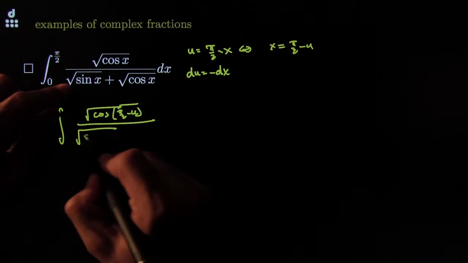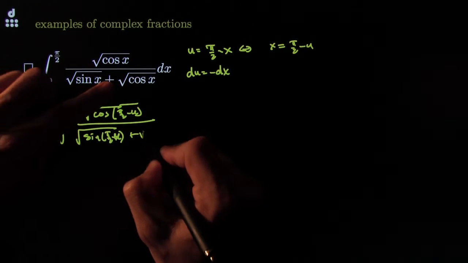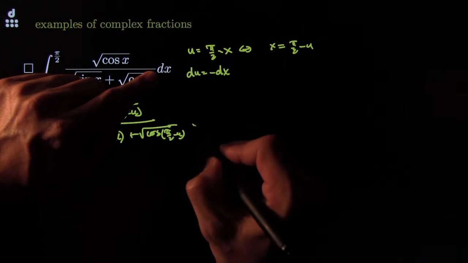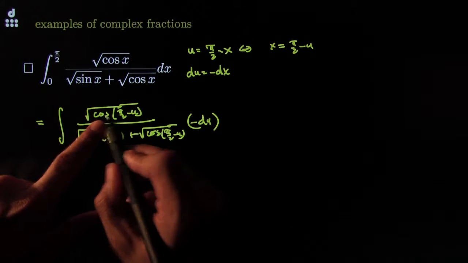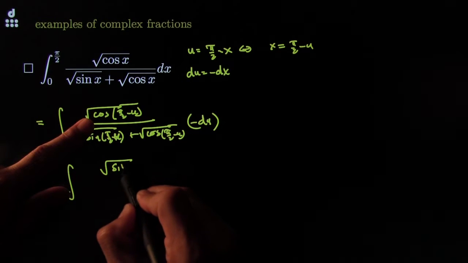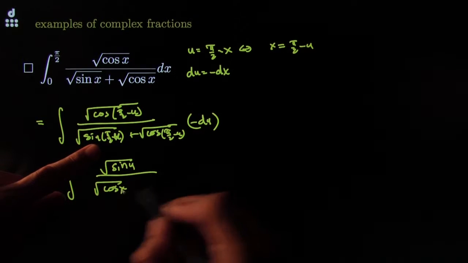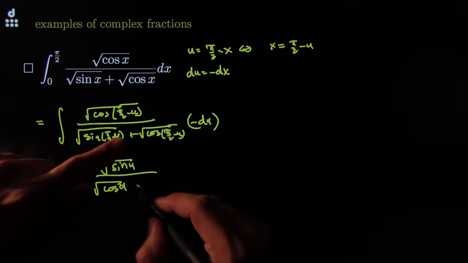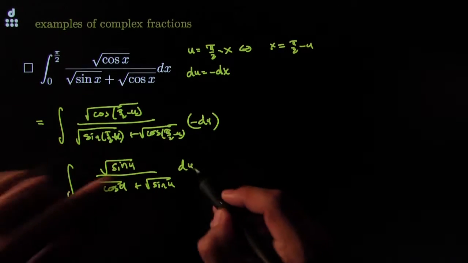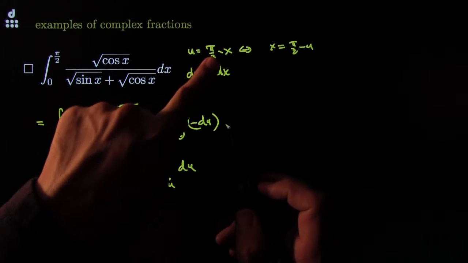This becomes the square root of sine of pi over 2 minus u. And of course this becomes the square root of cosine of pi over 2 minus u. And this becomes dx, which becomes negative du. And the cosine of the complementary angle turns out to be just the sine of the angle, sine u. And then the sine of the complementary angle becomes just cosine of u. And of course I had a du here, I had a negative, and I can go on and plug in my values, my limits here.